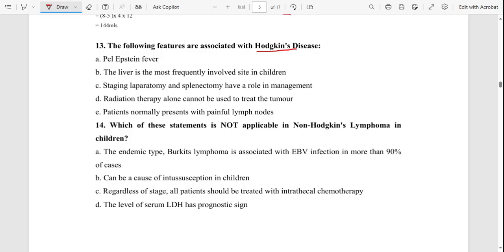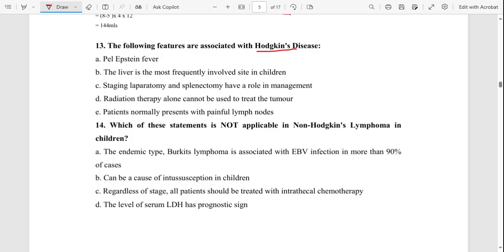We've just mentioned that what is mostly involved are the lymph nodes. Staging laparotomy and splenectomy have a role in management. This really is not true. Of course, staging is important in the way you treat the condition, but this one is specifically staging laparotomy, which I don't think is really true for this one.